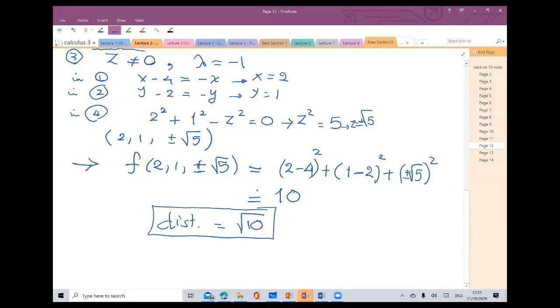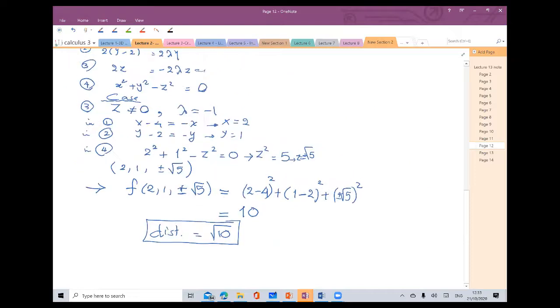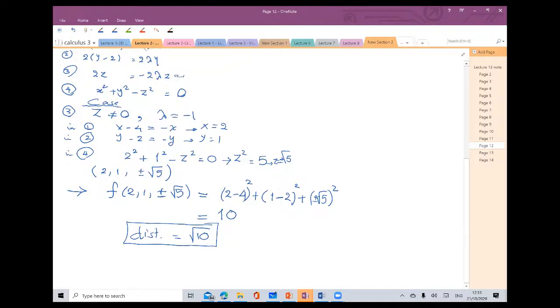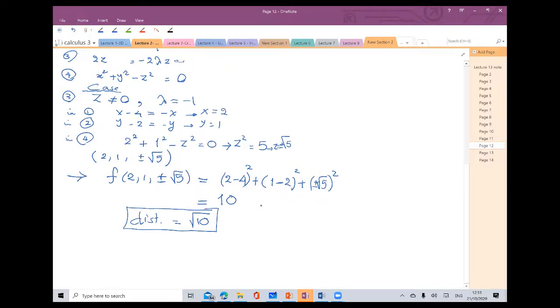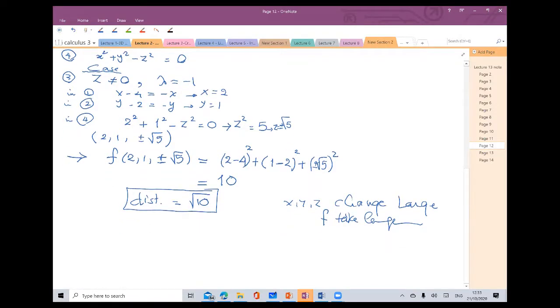Is this a maximum or a minimum value? We will note that x, y, and z can change arbitrarily, very large, and f can take larger values. So definitely this is an absolute minimum, the closest distance possible.